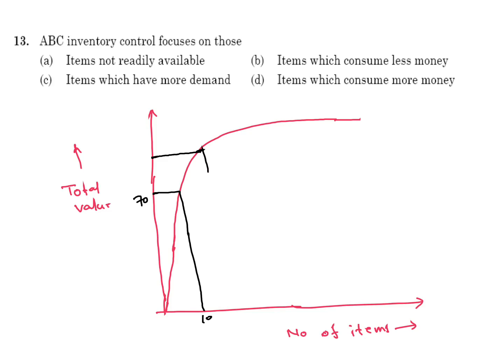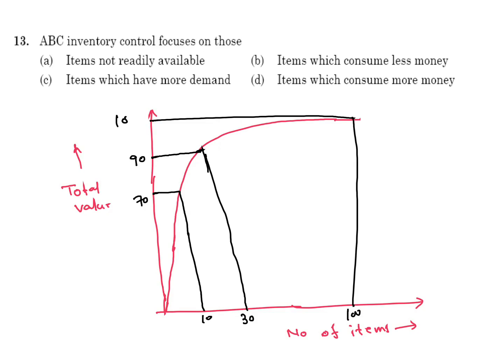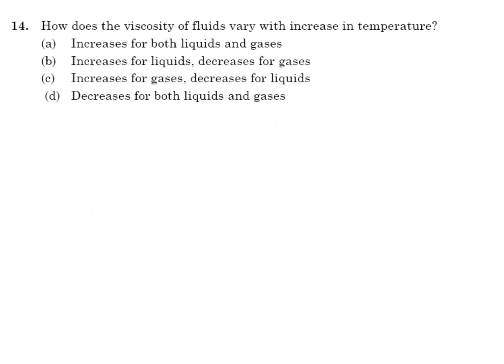For B items, total value you will get around 20% and number of items around 20%. Next, for C items you will get total value around 10% but number of items around 100%. So here A region, then B region, then C region. So its focus on A items, which consumes maximum total value and minimum number of items. So items which consume more money, value is maximum, 70%, A item.